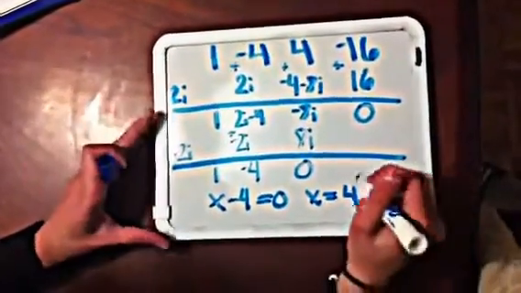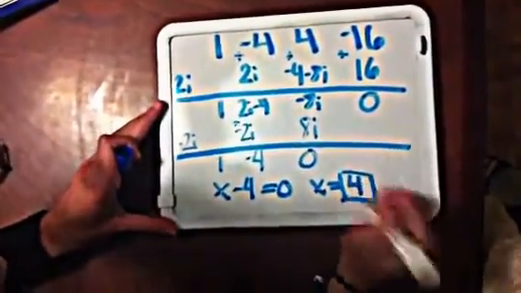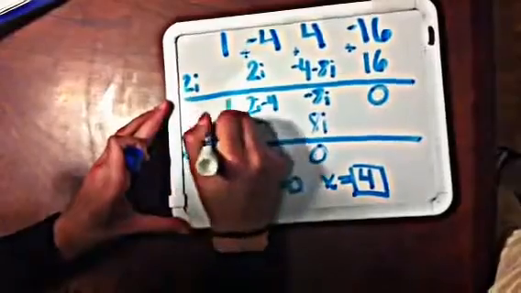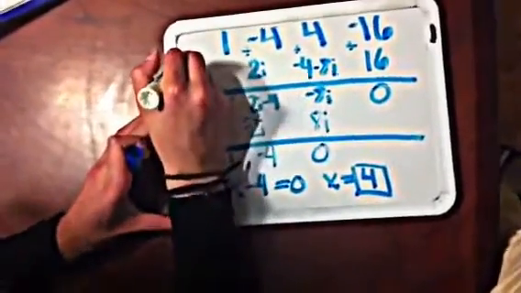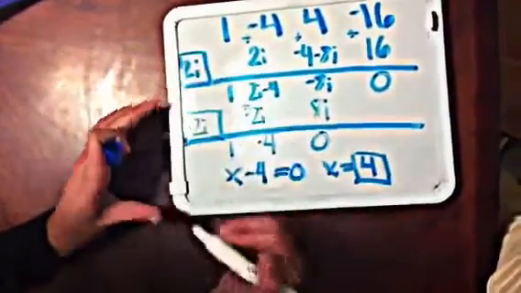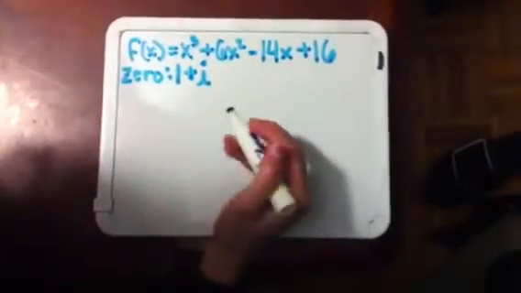Our 3 roots are 4, -2i, and 2i. Okay, so now we're going to try one that's just a little bit harder.